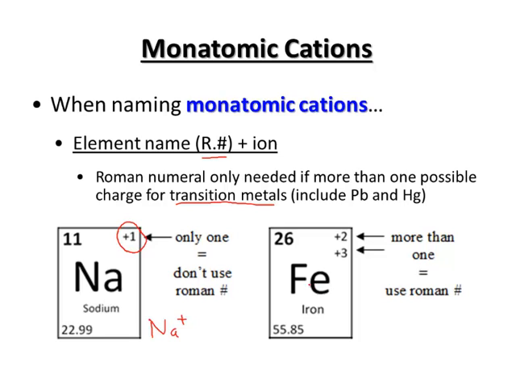Now an example of a transition element from the middle block in the periodic table. When you look, iron can have a +2 charge, or iron can have a +3 charge. In that case, if there's more than one, we're going to use a Roman numeral, like iron (II) or iron (III), and we're going to have to find out which one it is as we go forward.